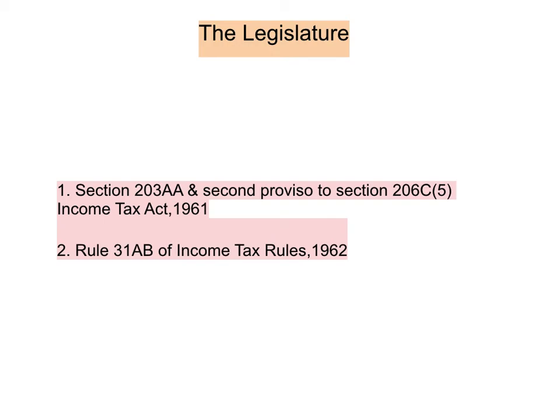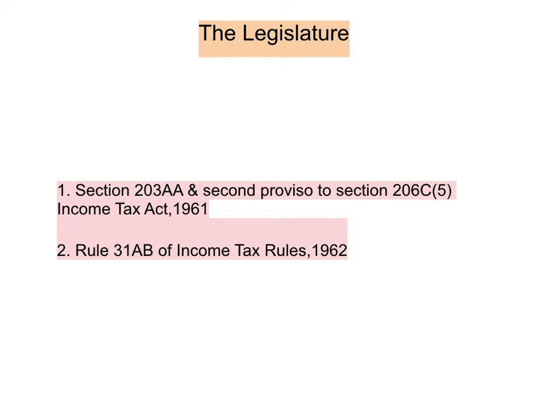Let us look into the legislature of Form 26AS. Section 203AA of the Income Tax Act 1961 required an income tax authority to prepare and upload this tax credit statement to the registered e-filing account of the assessee. The details of this statement were drawn out from the information in hand with the Income Tax Department. Rule 31AB of the Income Tax Rules 1962 specified Form 26AS as the tax credit statement.